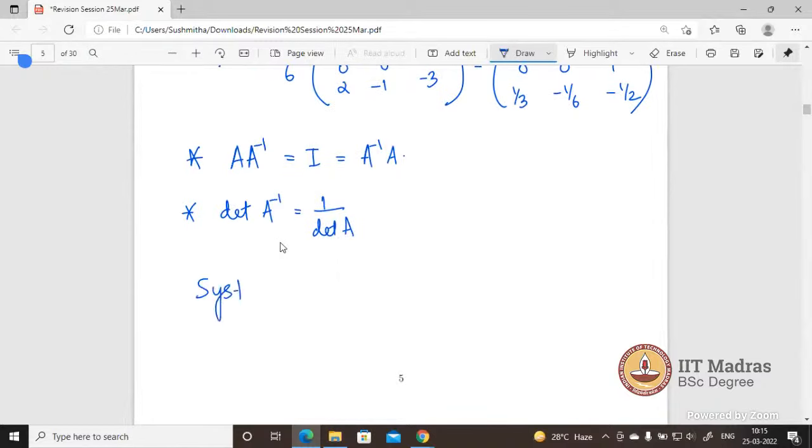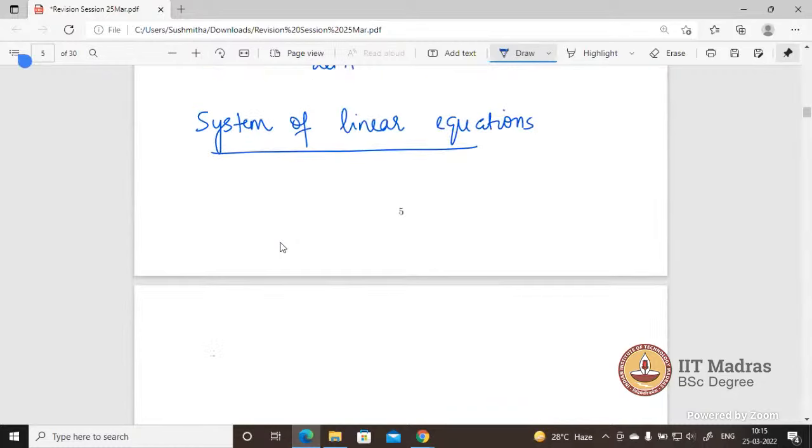So then we had systems of linear equations. What is a system of linear equations? You have a system of equations, so x1 plus x2 is equal to 1, x1 minus 2 x2 is equal to something like this. When you have a system of linear equations, they all represent lines, right? This is the equation of a line, this is the equation of a line. So they are linear equations, and then you have a system of them.